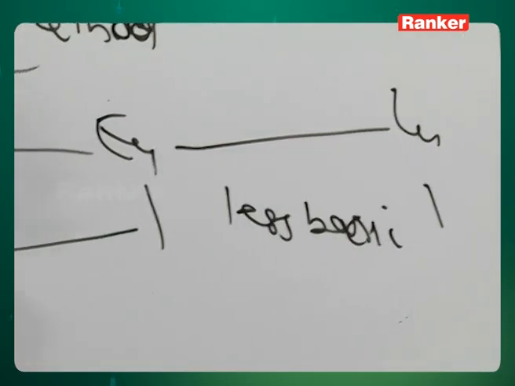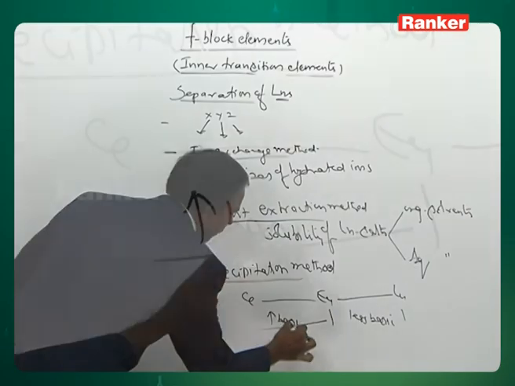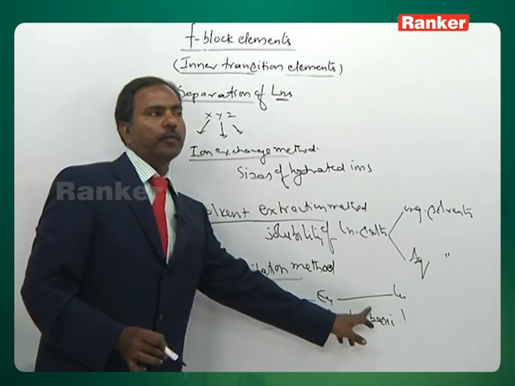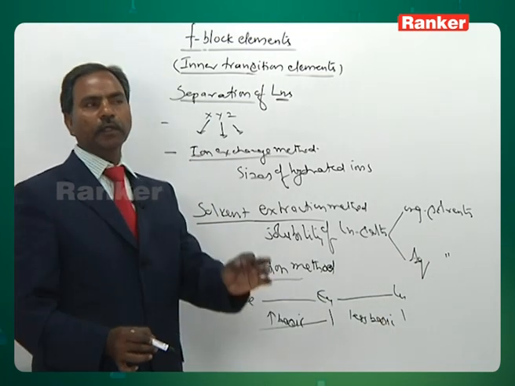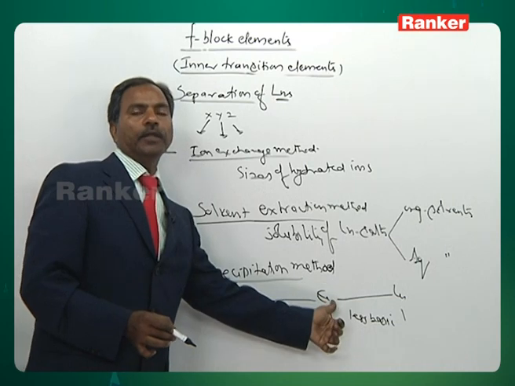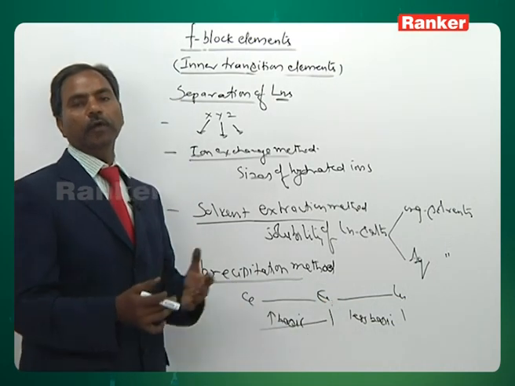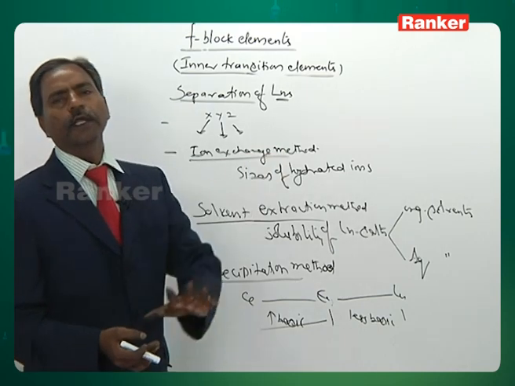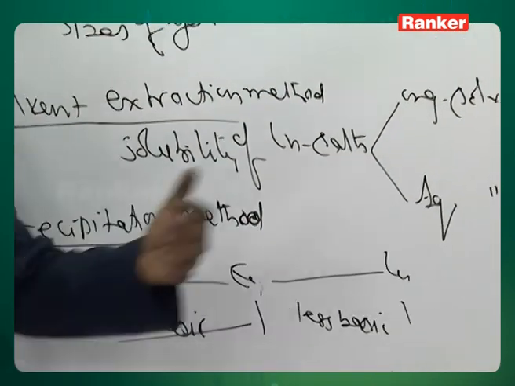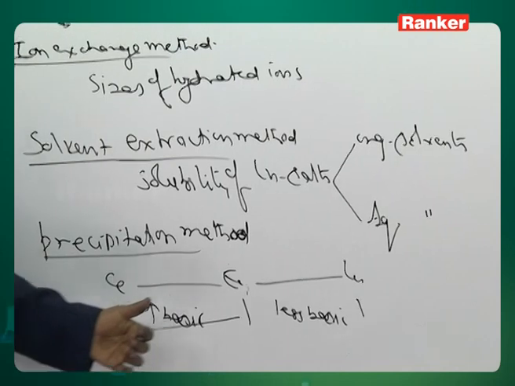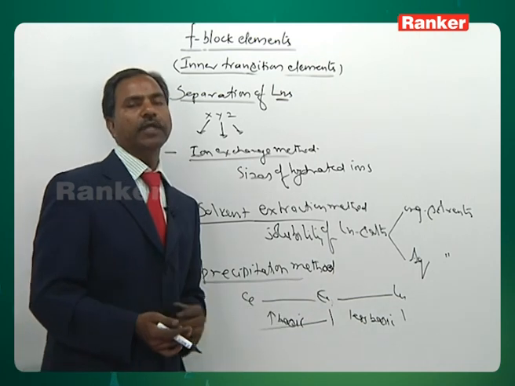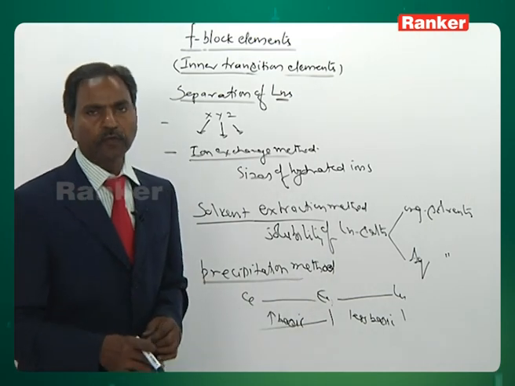These are found to be what? More basic. These are less basic, these are more basic. The less basic ones require very few hydroxide ions to be precipitated. But to precipitate cerium to europium, as their basicity is more, a higher concentration of hydroxide ion is required. Suppose you add a little amount of hydroxide ions, then the right hand side lanthanides are rapidly precipitated in comparison to the left hand side lanthanide ions. So this method is based on the rate of precipitation.